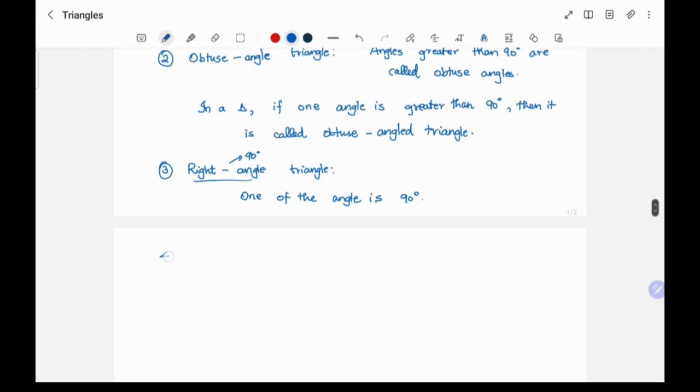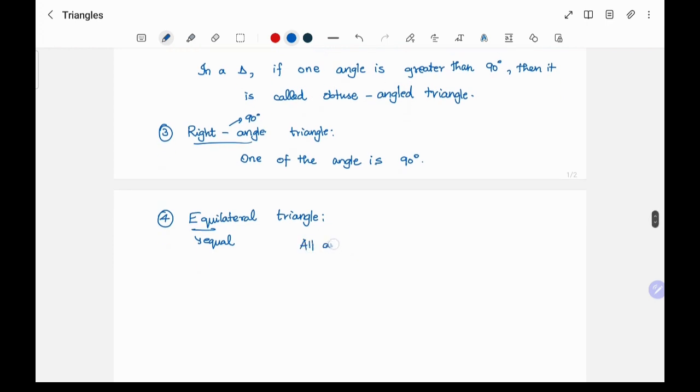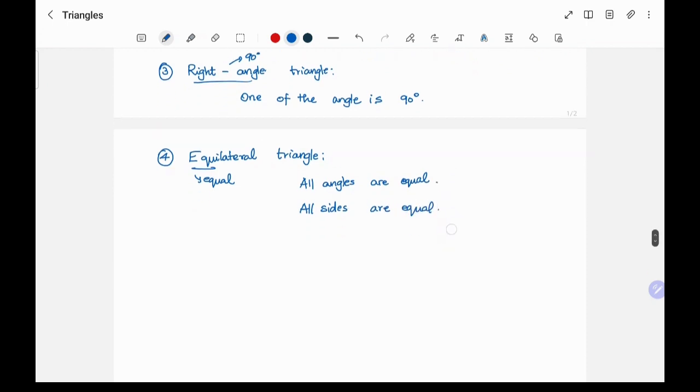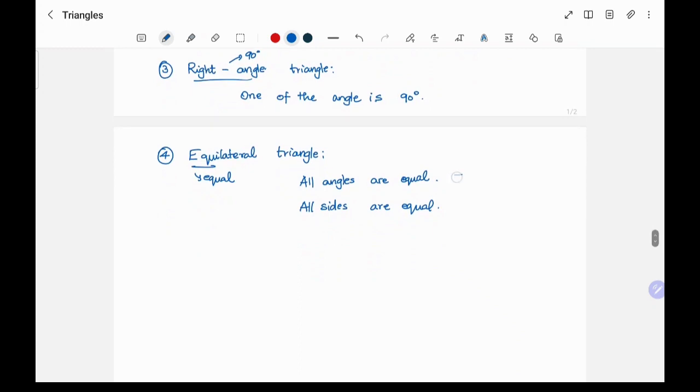Okay. The fourth type, which we'll see elaborately later, is called an equilateral triangle. So equi means equal. So here all angles are equal. If all angles are equal, then all sides are also equal. So what will be the angles? They're equal to 60 degrees, right? So the three of them will make 180 degrees.